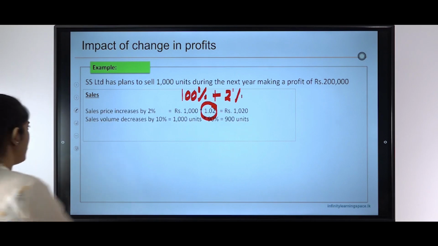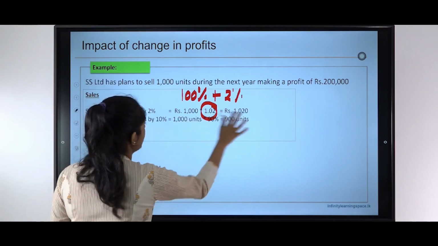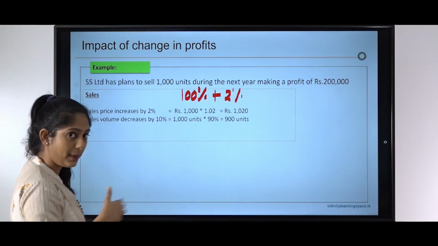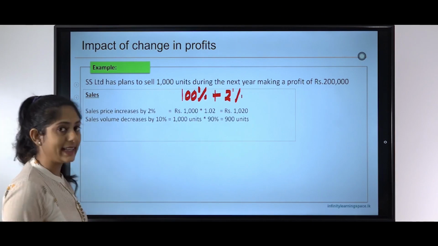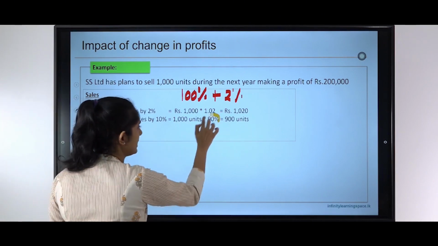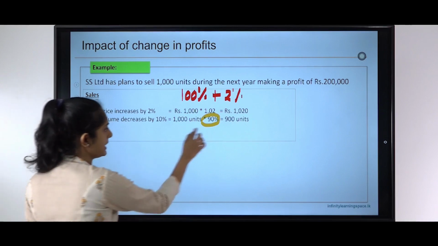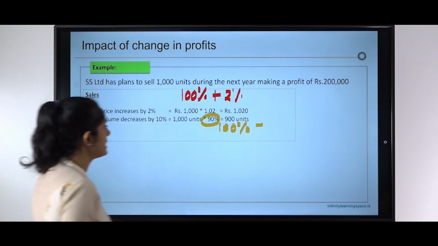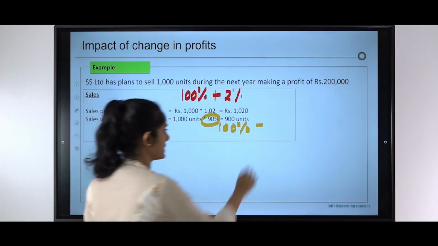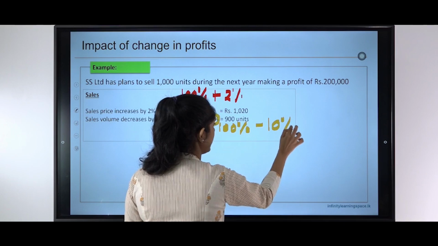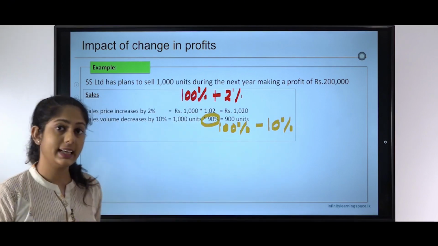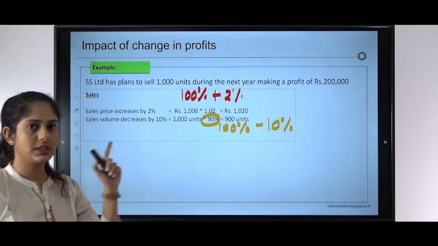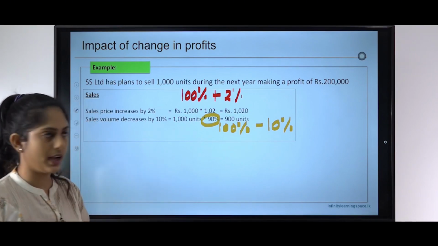So decrease, how do you do a decrease? If a price increase, or any increase, is 100 plus the percentage, the decrease should be 100 minus. So what this 90% means is 100% minus the 10%, reduced by 10%. So decrease by 10%, that's why we say 90%. So the quantity will be 1000 units into 90%, 900 units.